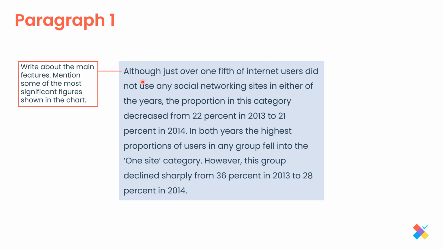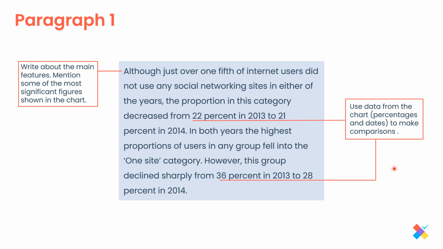connectives to show contrast. Now remember, in the question of the task at the beginning, it says to summarize and make comparisons. We have although, contrast in both years. We have comparing when you compare both of them. However, right? And then again, everything is supported by data to make comparisons. 36%, 22%, and so on.